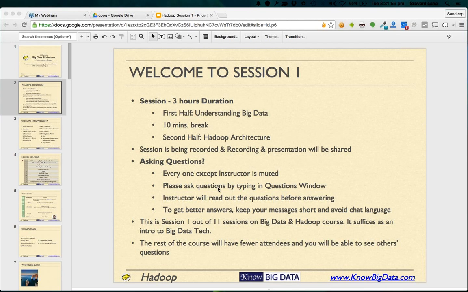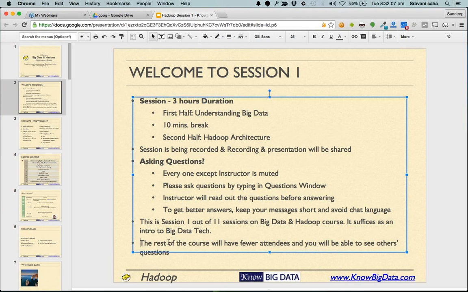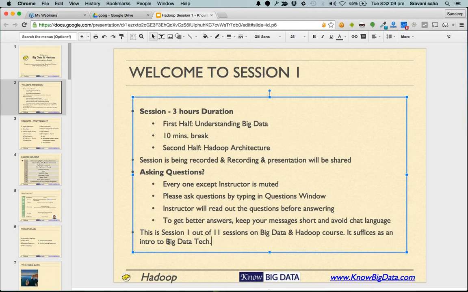All right. So this is going to be a 3-hour session. The first half is going to be on understanding big data. Then there'll be a 10-minute break, and we'll be moving on to Hadoop architecture. The session is being recorded, so you can sit back and relax. You don't have to make notes. We'll be sharing the recording and the presentation with everyone present here.